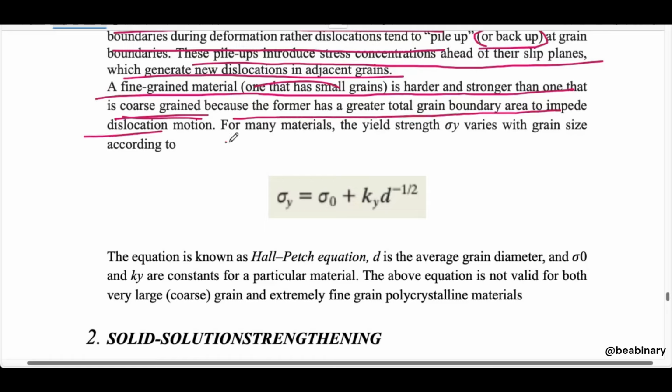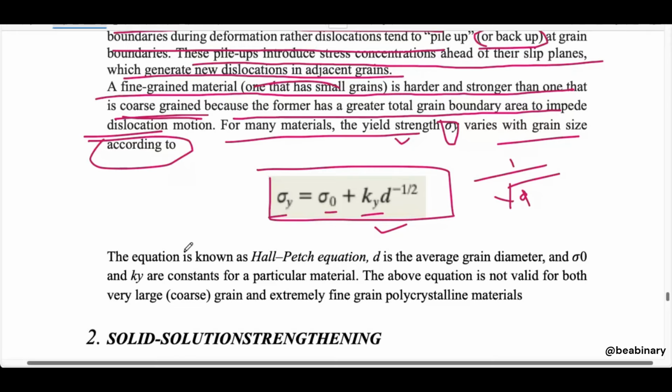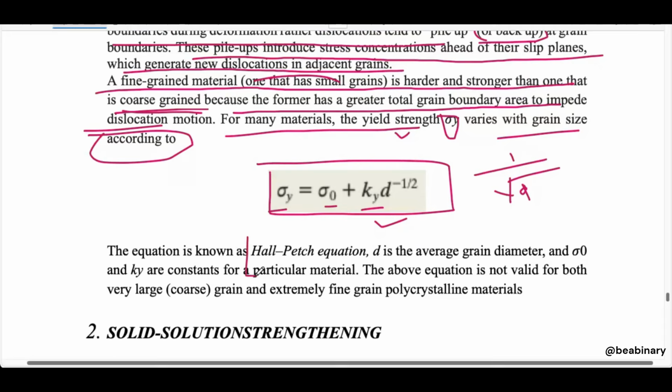For many materials, the yield strength, sigma y, varies with the grain size according to an equation. Sigma y means the yield strength, and that yield strength will depend on your grain size. How? This is the equation: sigma y is equal to sigma naught plus k y times d to the power minus one half, that is, one by root d. This equation is known as the Hall-Petch equation.